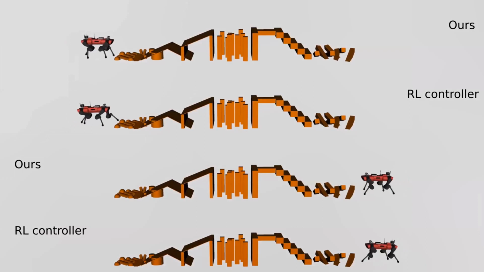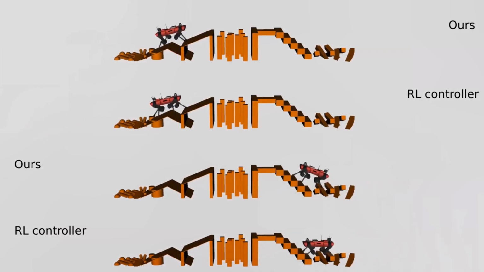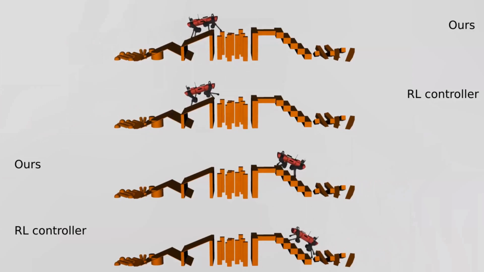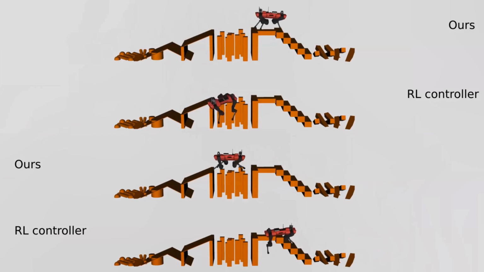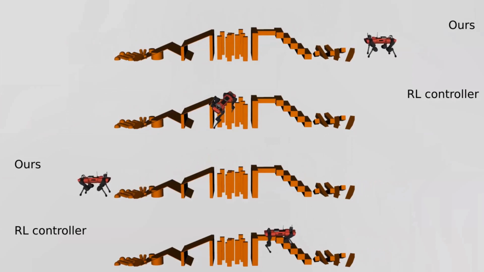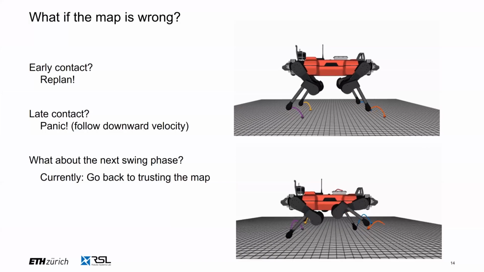Now, in the spirit of this talk, we compare on that scenario against the RL controller of Takahiro. The top coming from the left and the bottom coming from the right. And you see, as soon as there are these negative obstacles where you really have to use your perception to make the right decision, the RL controller fails and falls in between. And we are able to make it all across the gaps.